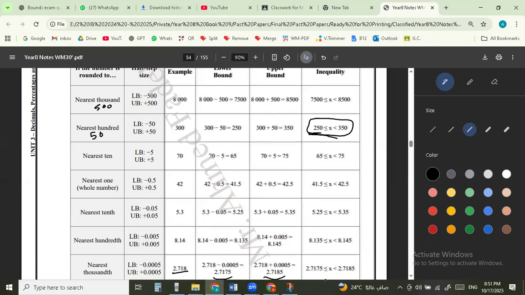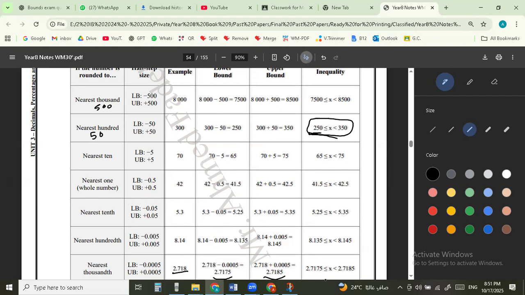Okay, so you need to know this table very well, understand it. There is no need to memorize it at all. If you understand it very well, then you will be able to find the lower bound and the upper bound of whatever you need easily. And this is year 8 level.